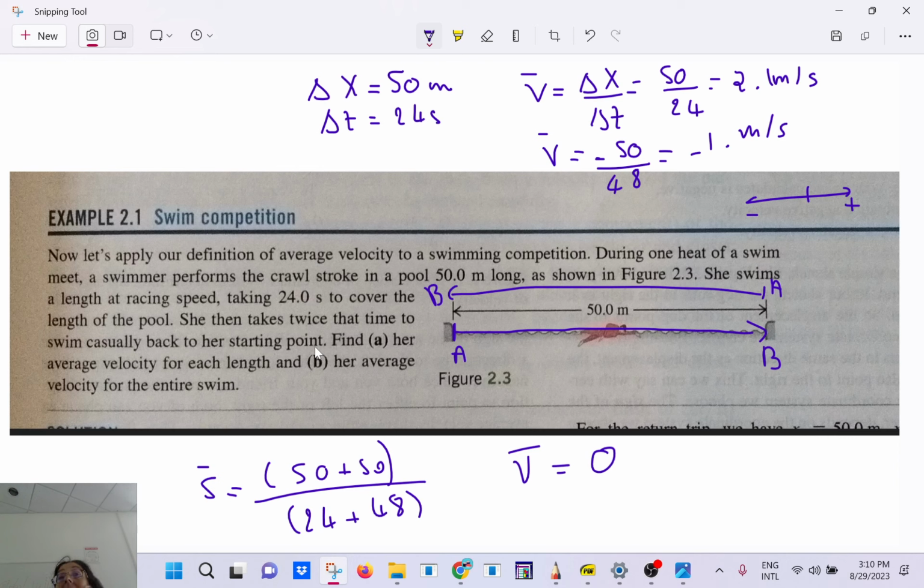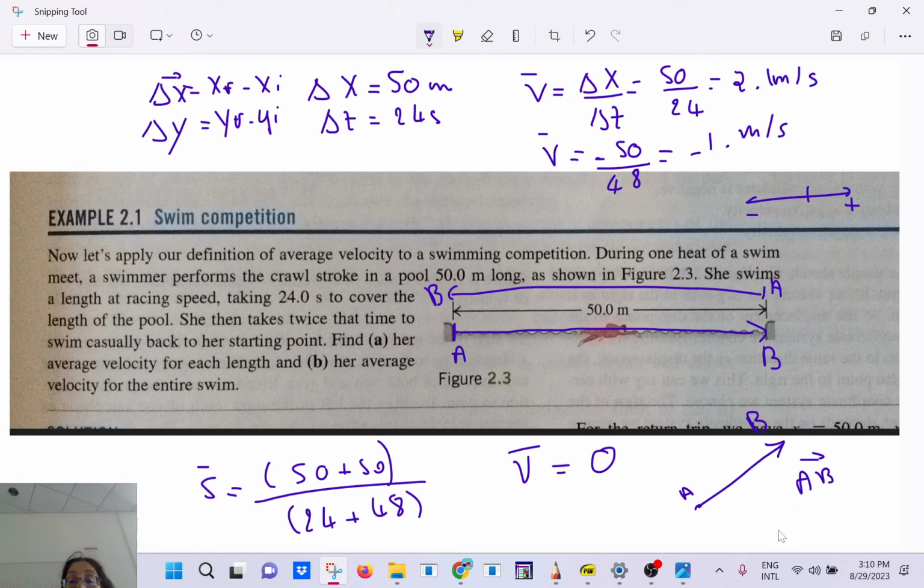What's the symbol for displacement? It depends. If it's on the x-axis, it's going to be delta x, which is final position minus initial position. If it's along the y-axis, it's going to be delta y, so final position minus initial position. And if it's in two or three dimensions, here we can say A to B, you put a little arrow here to say it's a vector.